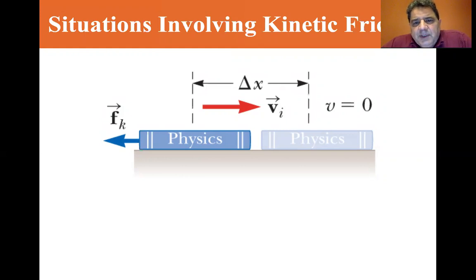You push the book from, actually the dark blue is the original position, and in the end you end up at the shaded position. And notice that the velocity is to the right. The delta x is just a distance. The velocity comes to 0 because of the force of kinetic friction. Now, notice the force of kinetic friction is opposite the velocity.